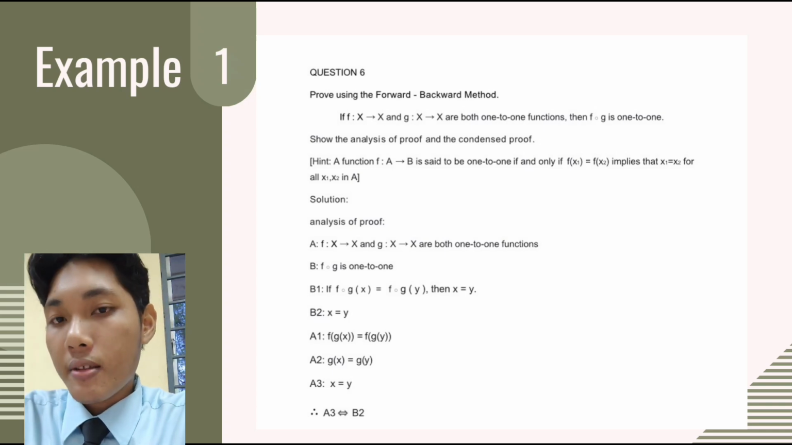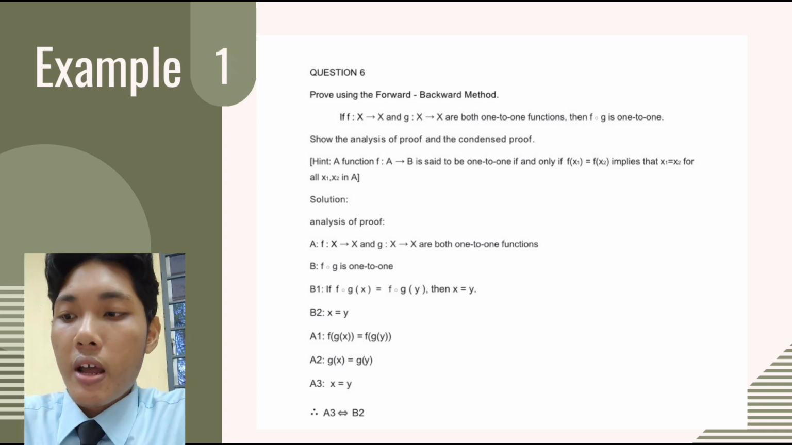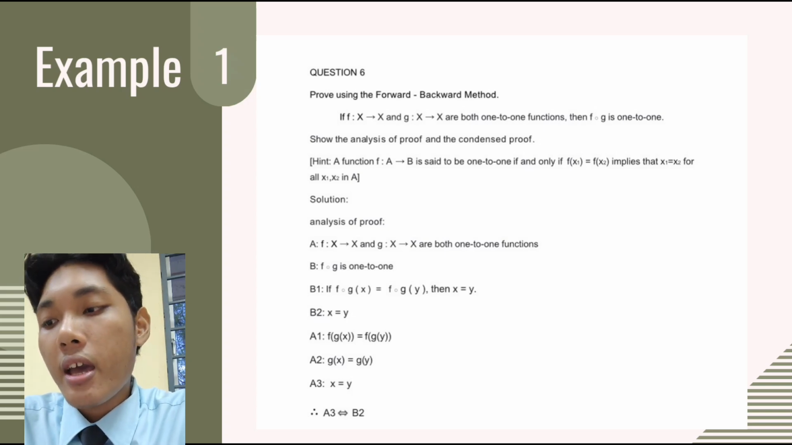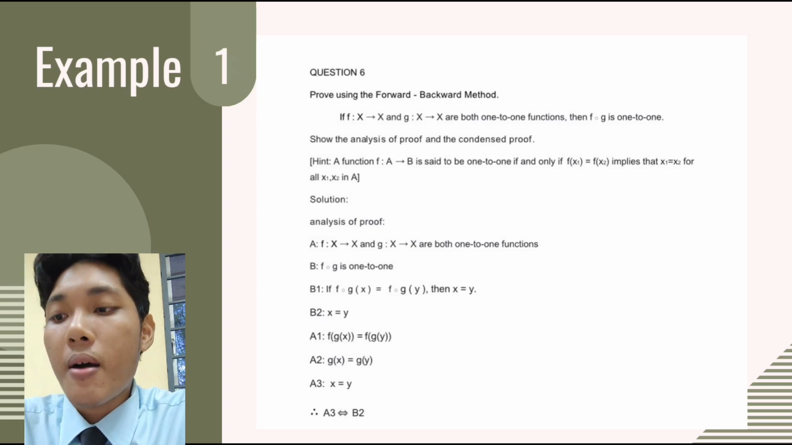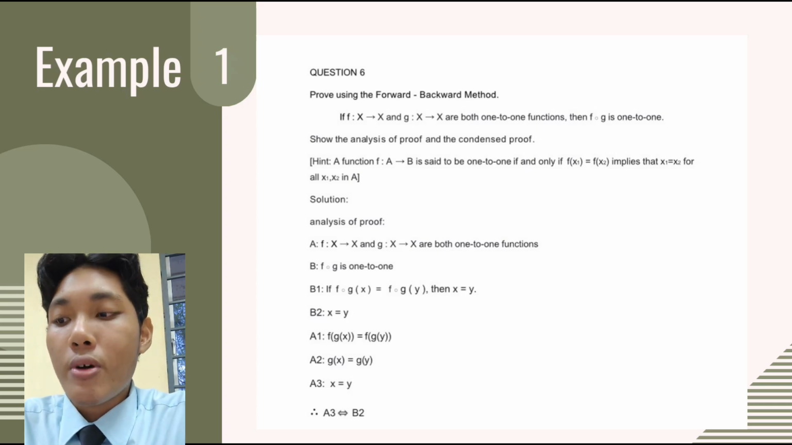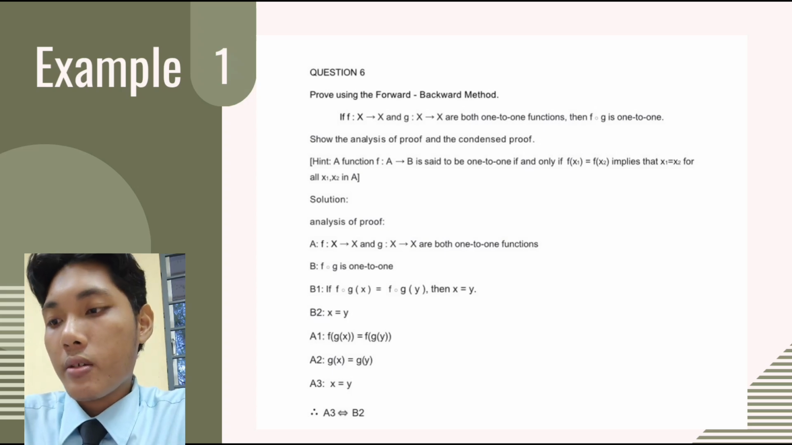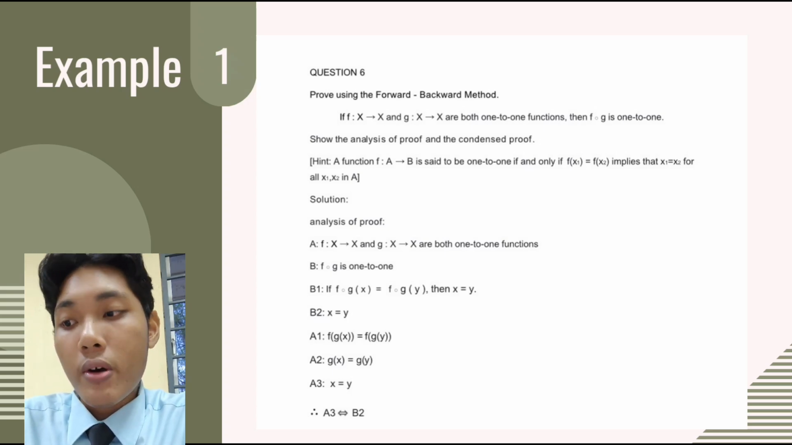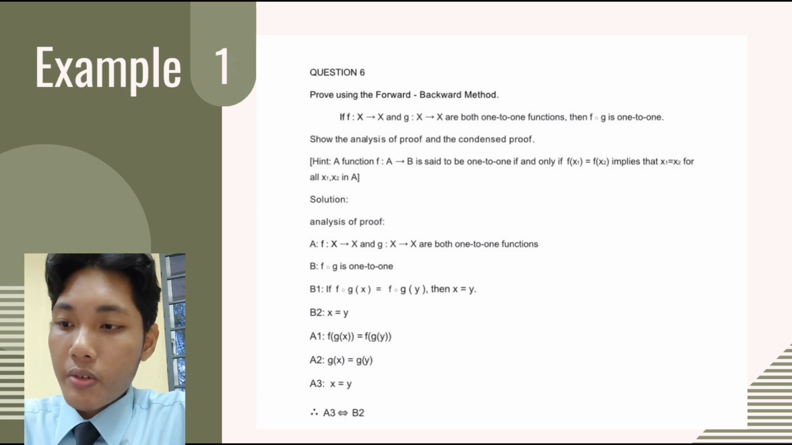So the solution is we should find the hypothesis, which is represented by A. The hypothesis of this question is f(x) = 2x and g(x) = 2x are both one-to-one functions, and the conclusion is going to be represented as B: fg is one-to-one. So from B we could write a B1 that if fg(x) = fg(y), then x = y. So x = y can be put in B2.